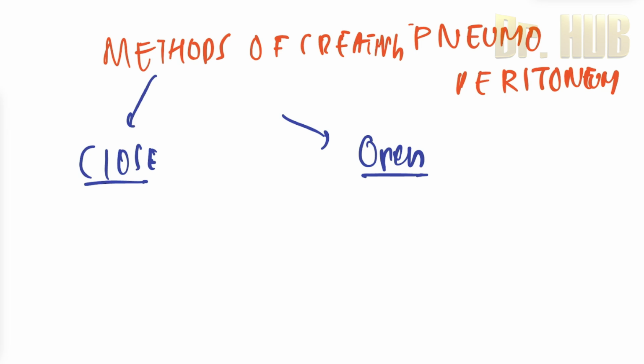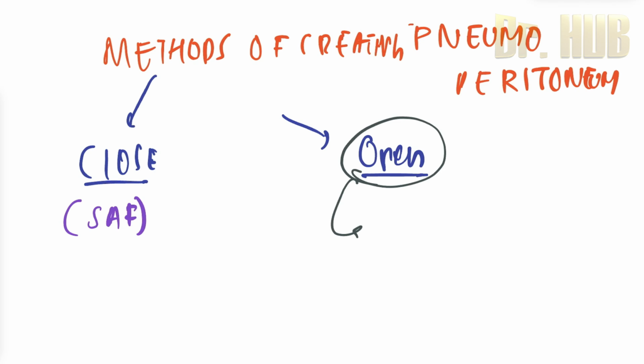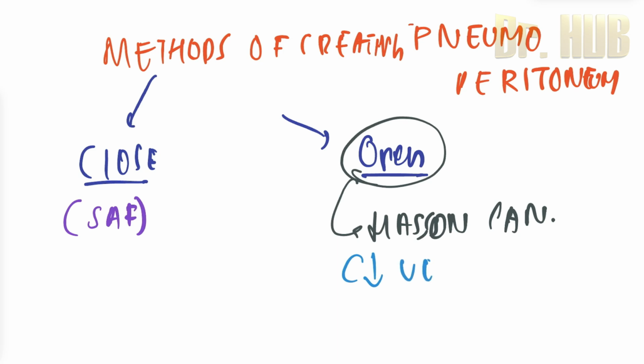So closed means it uses a Veress needle with a safety valve at the tip to reduce the risk of bowel injury. Next is open. Open utilizes the Hasson cannula. The Hasson cannula is used under direct vision to decrease the risk of vessel injury.